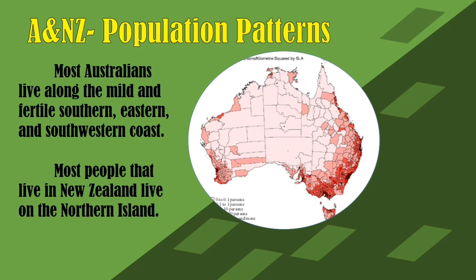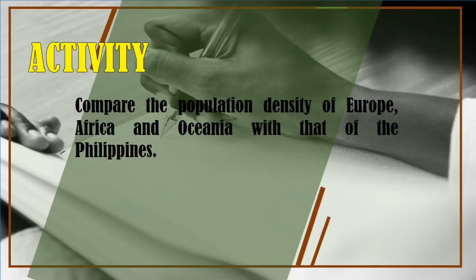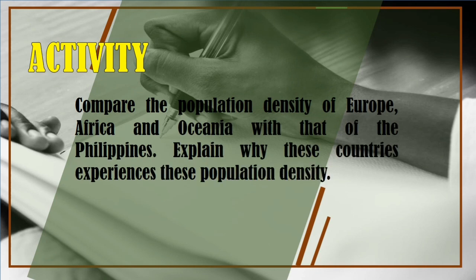So that would be all, class, for this topic. And for your activity, compare the population density of Europe, Africa, and Oceania with that of the Philippines. Explain why these countries experience this population density.